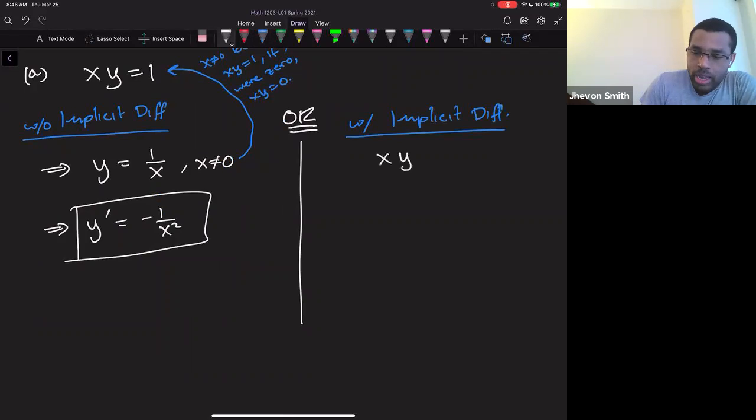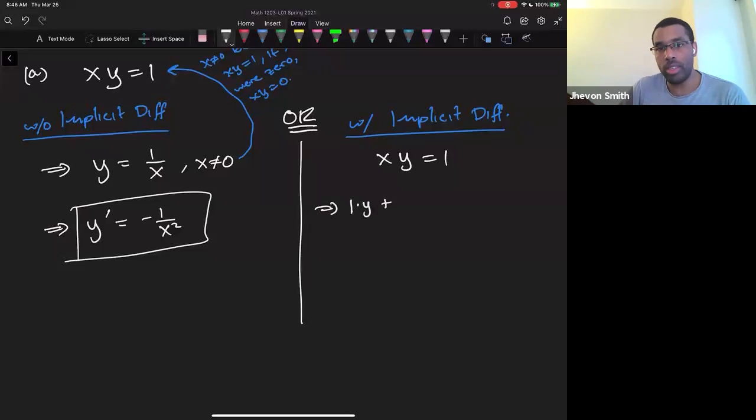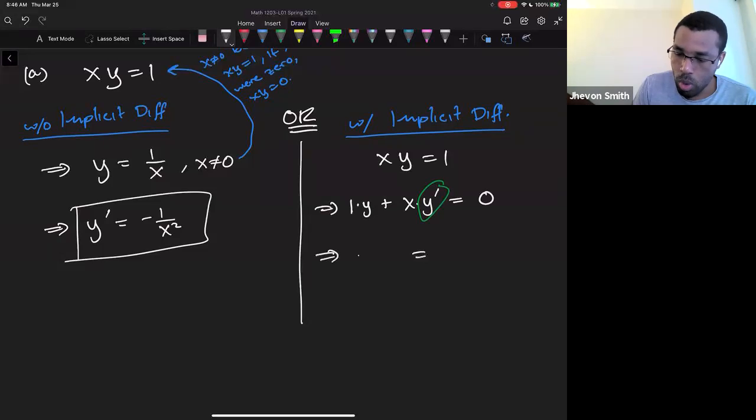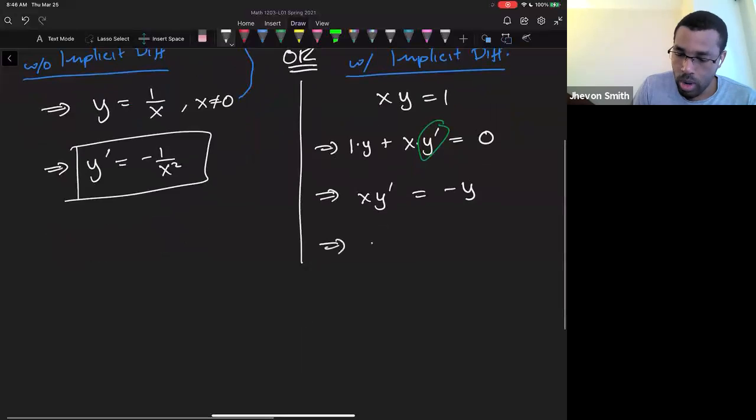So if I have xy equals 1, then I would differentiate this as I usually would. x times y is a product of functions, therefore I'm going to apply the product rule. It's going to be 1 times y, differentiate the first term, leave the second. Then it's going to be x times y prime. Derivative of 1 is 0. Now I need to find the y prime, which means I can bring the y over that side. And then my y prime would be equal to minus y over x.